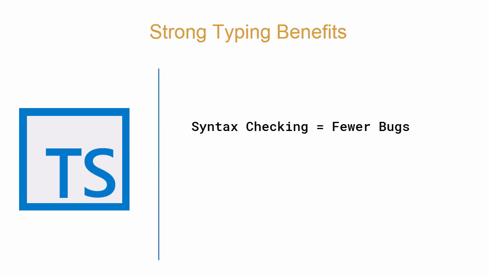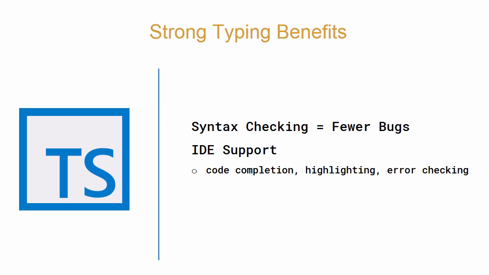The first is syntax checking, which happens before code execution. So this has a big impact on helping us to find bugs in our code that would otherwise be very difficult to track down. And the second main benefit to strong typing is it helps to create advanced development tools and editors like Visual Studio and Sublime Text. Some examples include code completion suggestions, syntax highlighting, and command line error checking.